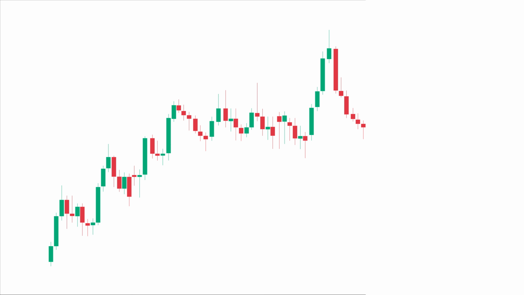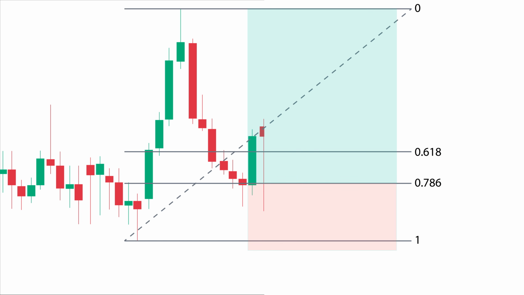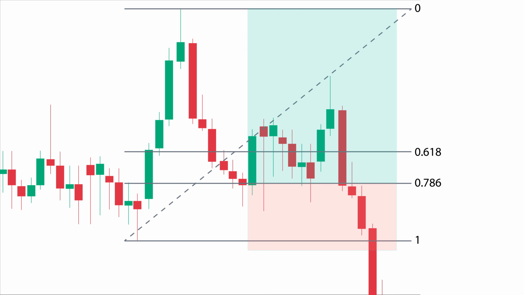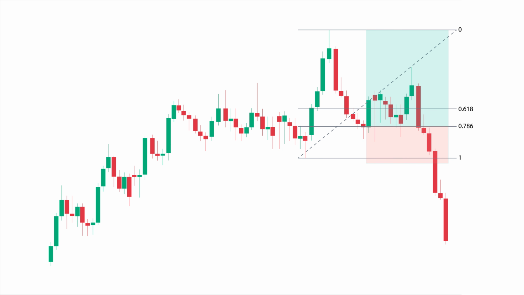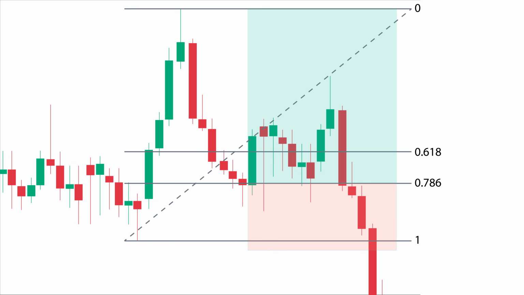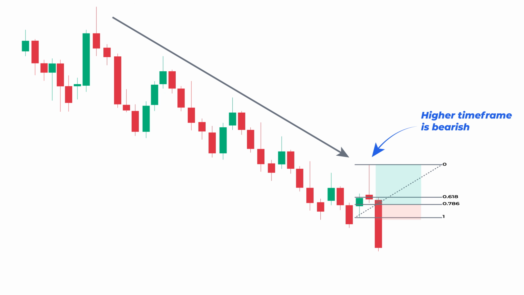Have you ever taken a trade that looked absolutely perfect, only to watch it hit your stop loss minutes later? The trend looked clean. Your entry was at the golden zone. Everything matched your strategy. So what went wrong? More often than not, the problem isn't your entry. It's that you're trading against the bigger picture.